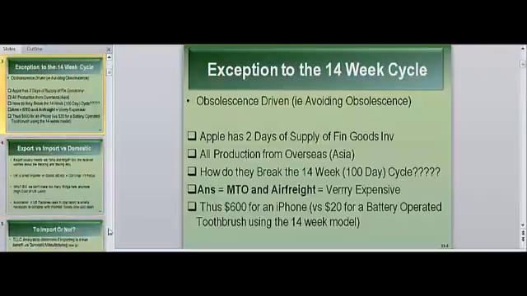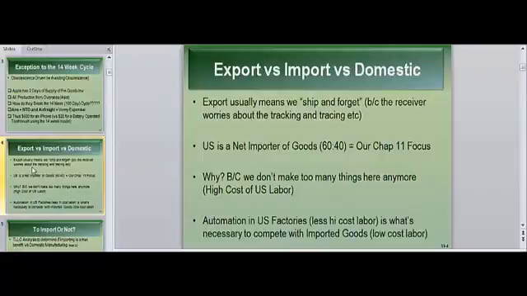So we've mentioned it, and now we can do an F&F, file and forget, because the 14-week will be our model. Since we are focused primarily on consumer packaged goods, and CPG does not have the margins to be able to air freight products around the world.